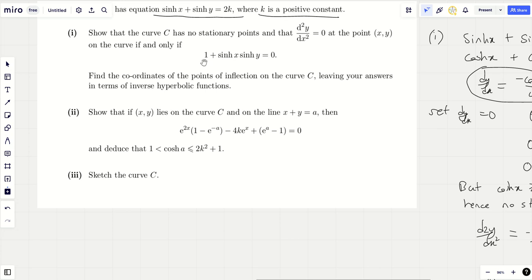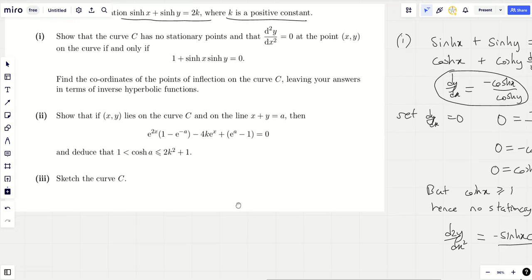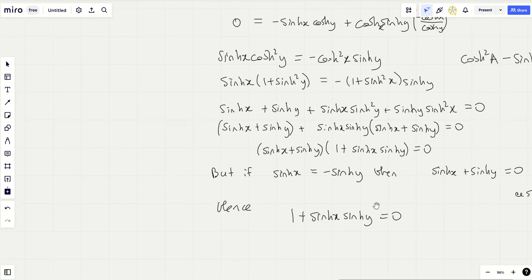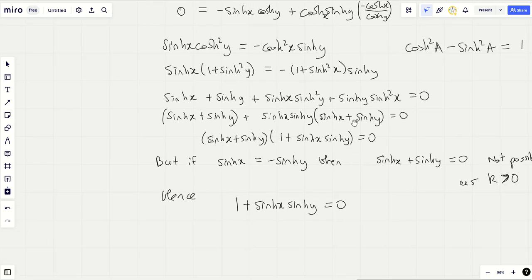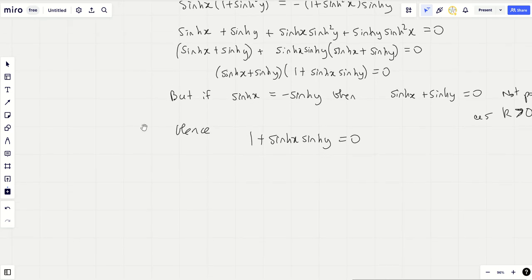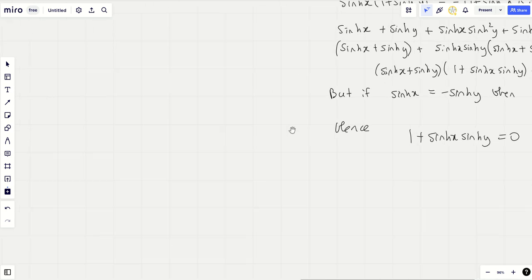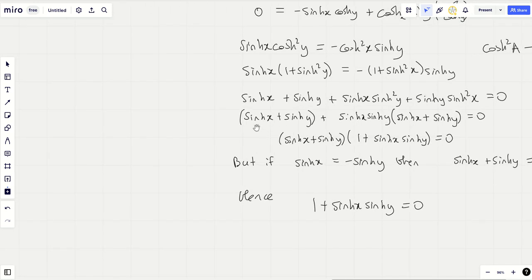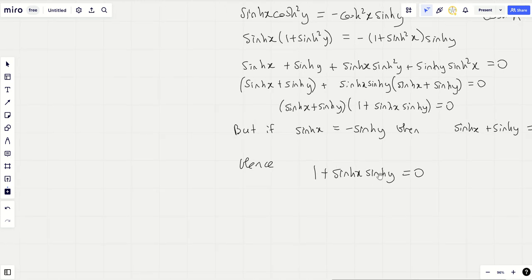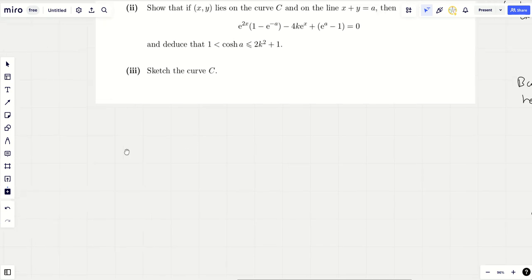Okay, so we've done that. Find the coordinates of the points of inflection on the curve C, leaving your answers in terms of inverse hyperbolic functions. Sure, so points of inflection are where the second derivative equals 0. So let's go with that. Especially when the first derivative doesn't equal 0, that shows it's a non-stationary point of inflection. Okay, so that's what we've got here. So we're going to try and solve this. And let me go underneath here.